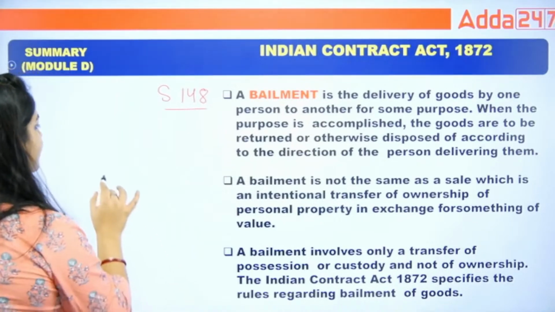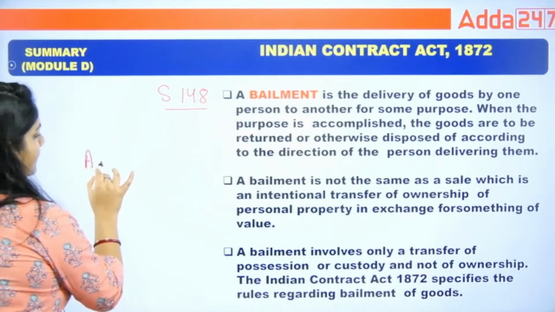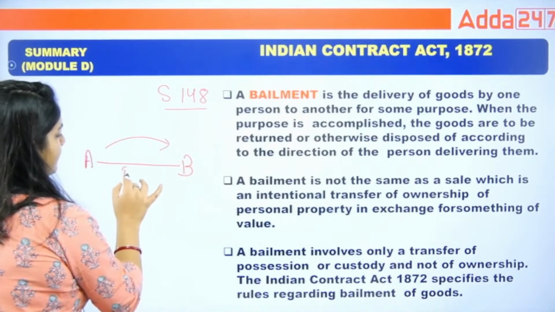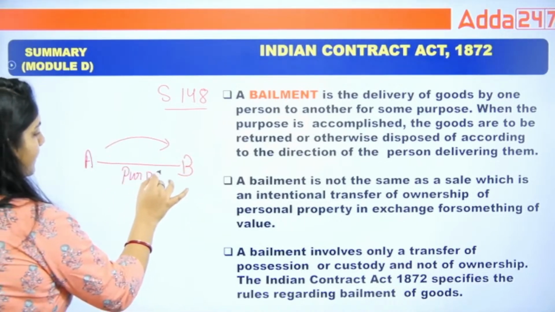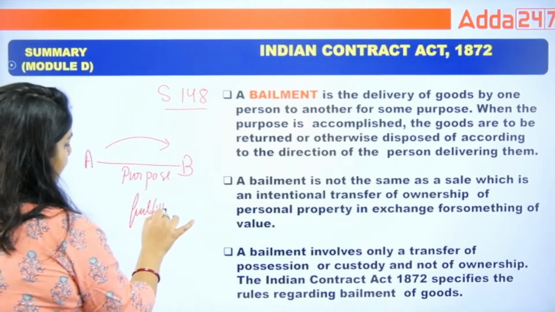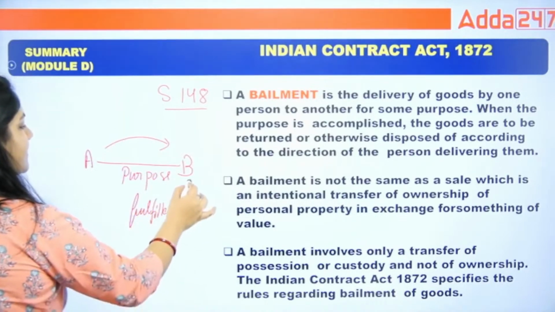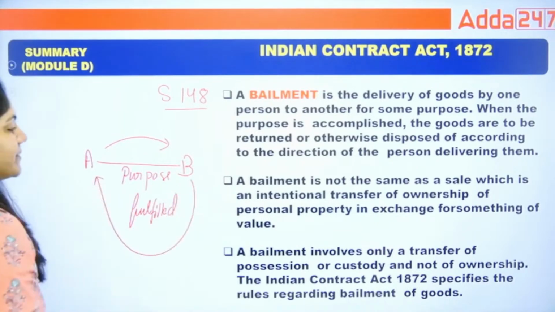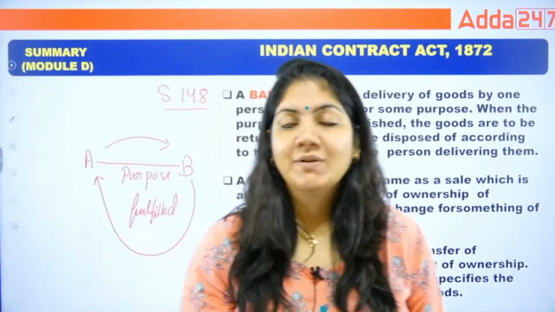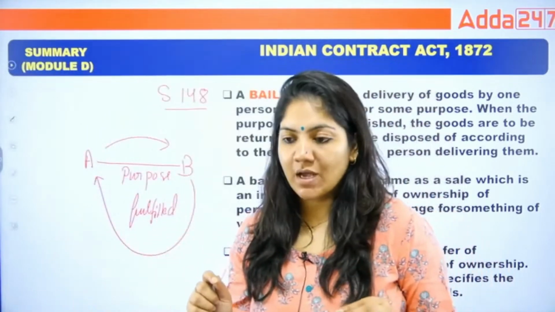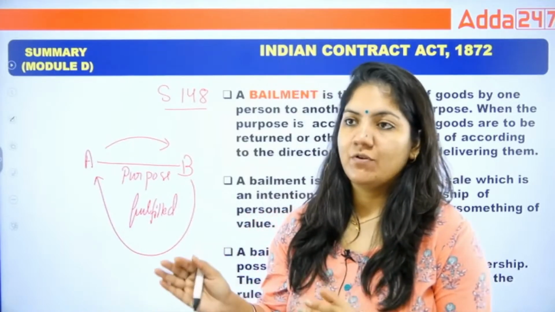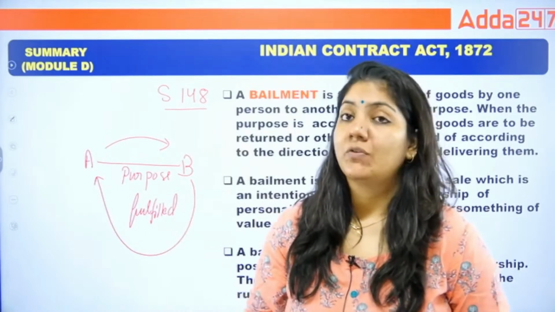So guys, bailment is basically, suppose person A delivers things to B for a specific purpose, right? And when the purpose is fulfilled, B gives back these goods to person A. So guys, this is called what? The bailment. Bailment is basically, suppose we are giving our TV for repair, or giving our jewelry to the bank for safe custody. This is an example of bailment.